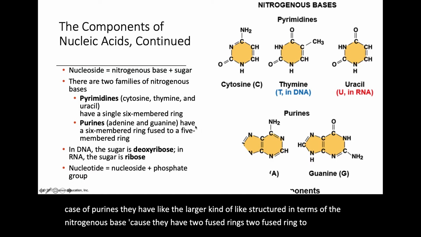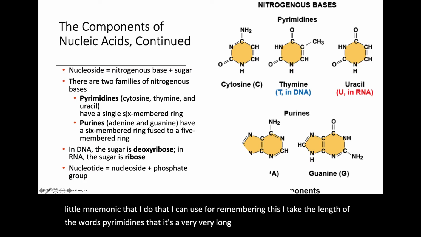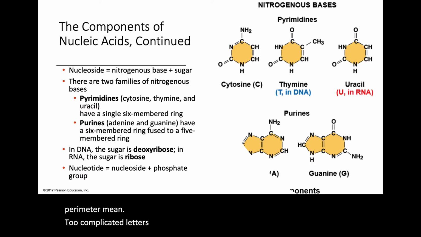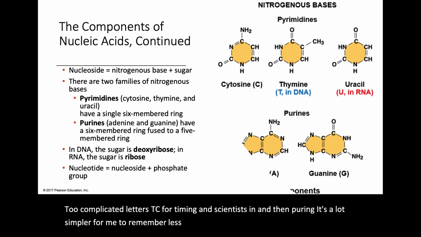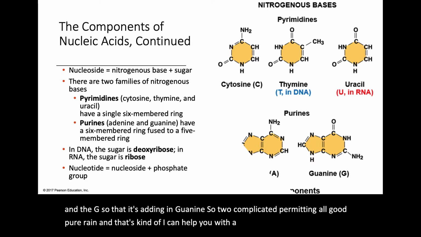One little mnemonic that I can use for remembering this: I take the length of the words. Pyrimidine is a very, very long word, so I think always pyrimidine, too complicated, letters T and C for thymine and cytosine. And then purine is a lot simpler for me to remember, fewer letters, so I can say it's all good, and that is the A and the G, adenine and guanine. So: too complicated, pyrimidine; all good, purine. That can help you as a little guide on how to remember this.